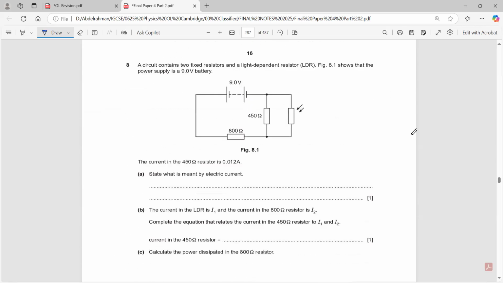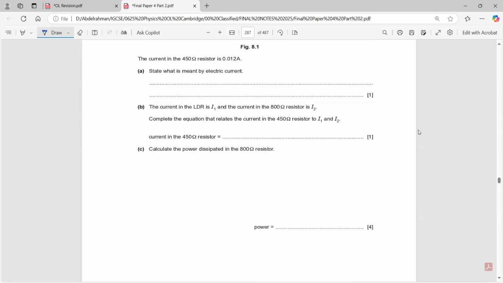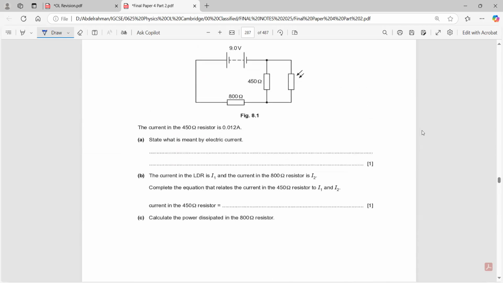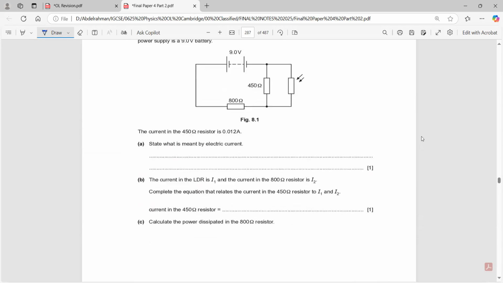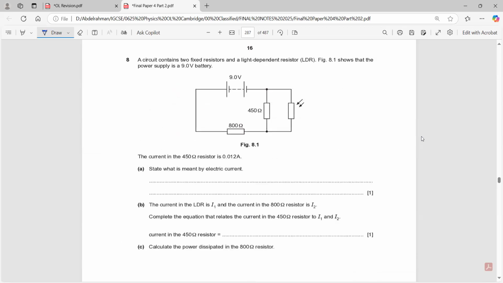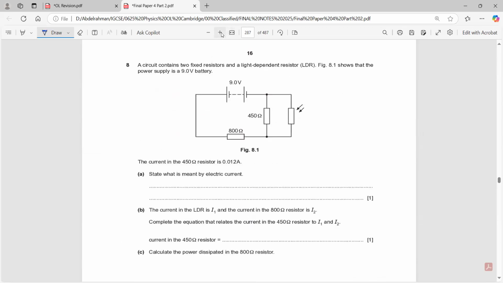Need to find some more difficult questions. I guess this is a bit more difficult. It's not that difficult, but let's solve it. 285. It's just a bit more difficult.